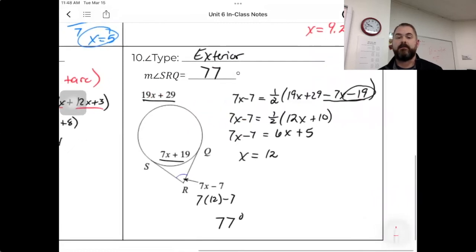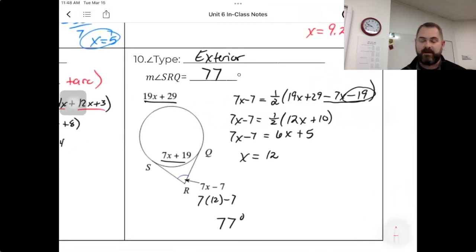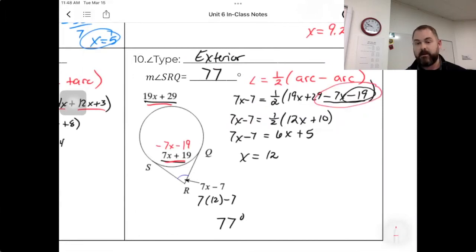Number 10, this is another exterior angle problem. Again, angle is half of arc minus arc. Far arc minus close arc. Well, this is my far arc, 19x plus 29. This is my close arc, 7x plus 19. So when I subtract that, it actually becomes minus 7x minus 19 in my formula here. When I solve that for x, I should get x equals 12. And when I plug back in for my angle here, I get 77 degrees.